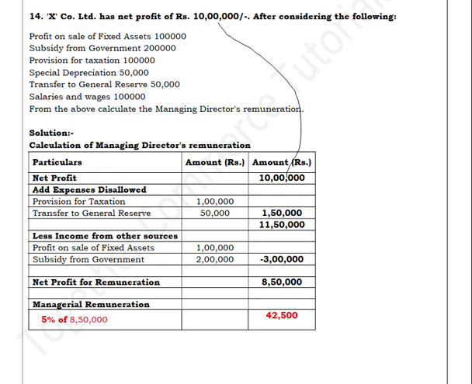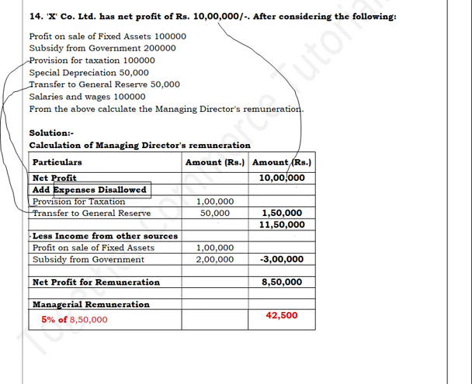Then we have to add all the expenses disallowed. We have to add some items. The first one is provision for taxation, which comes here, 1 lakh. Then we have transfer to general reserve, 50,000. So 1 lakh plus 50,000 is 1 lakh 50,000. Adding this to 10 lakh, it becomes 11 lakh 50,000.